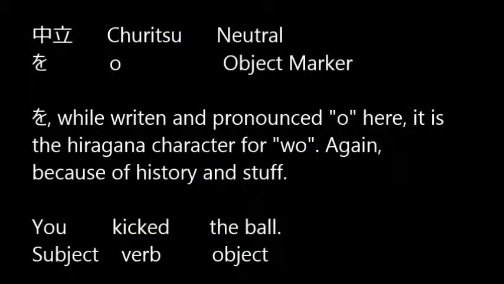But let's go back to Churitsuo. Again, Chu means central. Ritsu means stand. O, written with the hiragana character for wo, is another particle. O is an object marker, and it refers to the word before the particle. So, if you kicked the ball, the ball would be the object. So, Churitsuo means a central stance, or a neutral stance, and it's the object of the sentence.